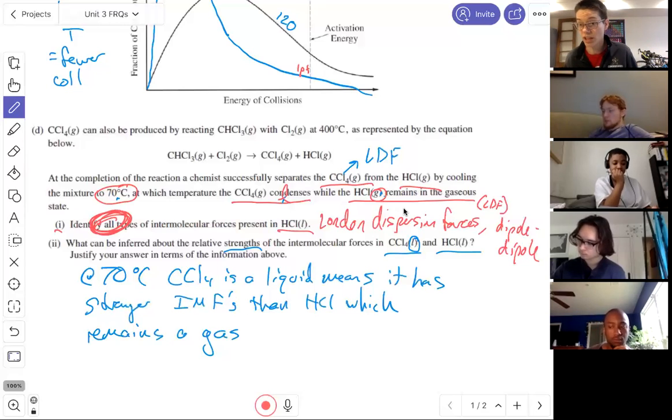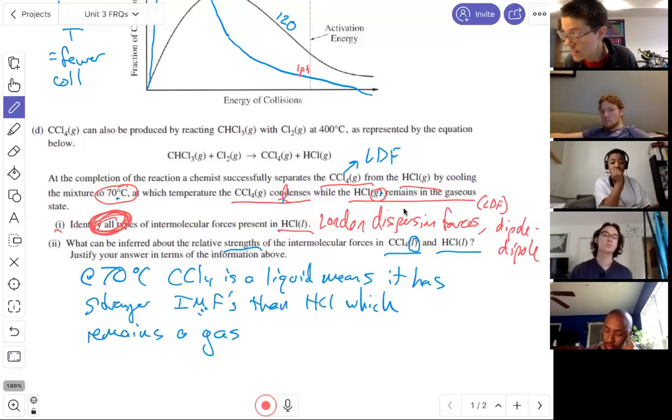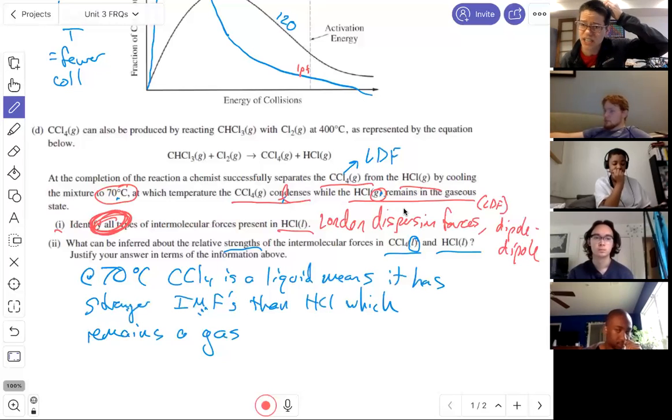However, London dispersion forces can be overall a stronger intermolecular force when you are comparing two different molecules that are completely different in size, right? There is nothing similar in size between carbon tetrachloride and hydrochloric acid. They have vastly different molar masses, vastly different sizes, and because of that, the London dispersion forces in CCl4 are far stronger than the dipole attractions in HCl.